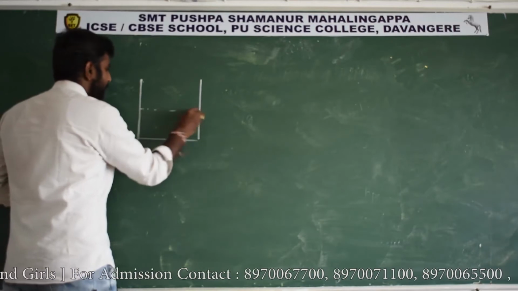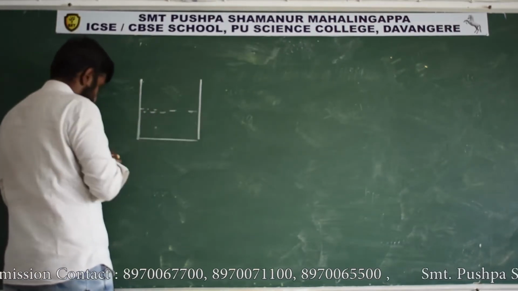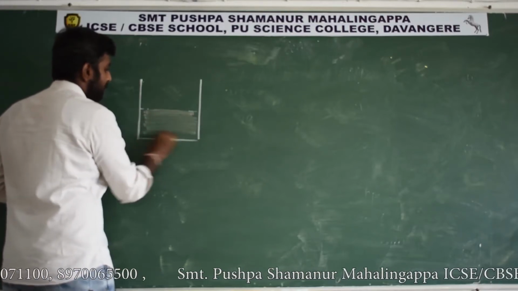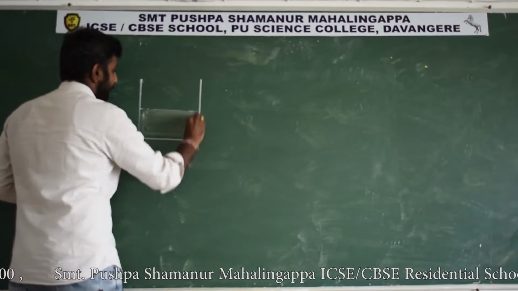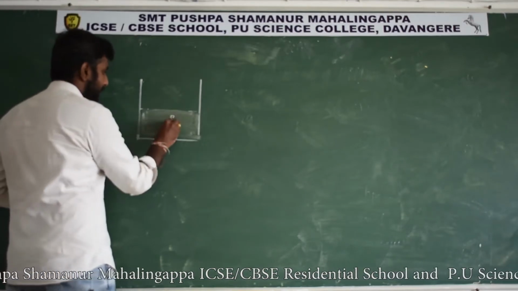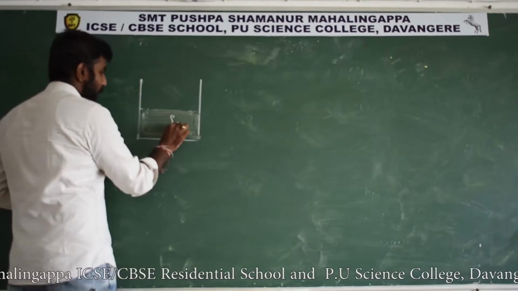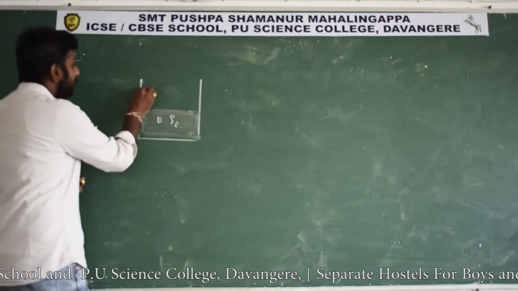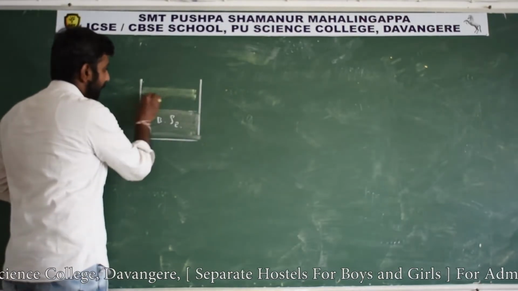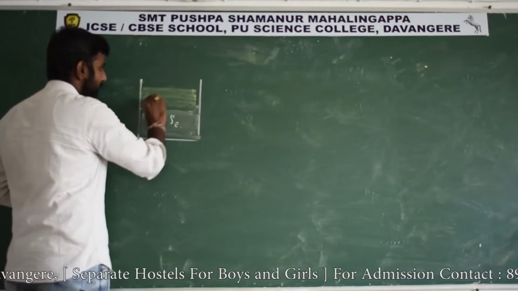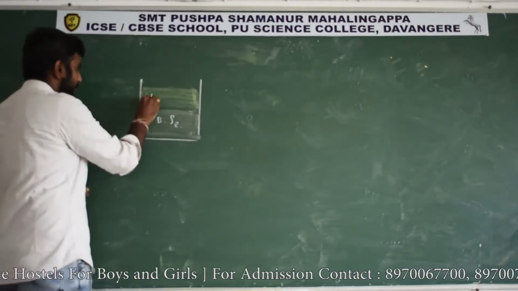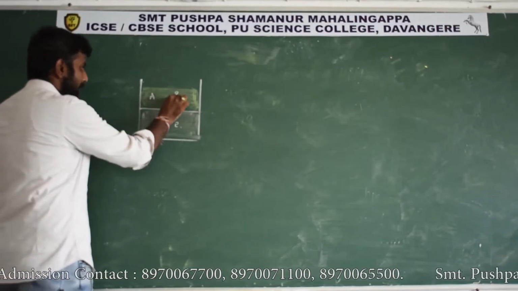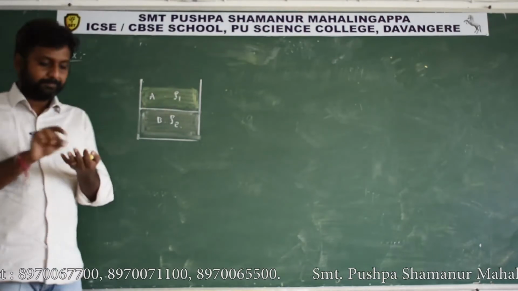So let us consider this is liquid A, and its density is rho 2. Okay, let us consider liquid B, and on top of this liquid, one more liquid. The two liquids are immiscible. So this liquid, let us consider A, its density is rho 1.